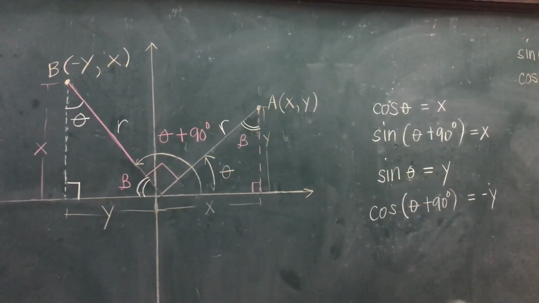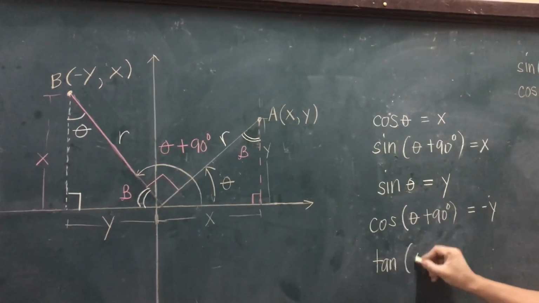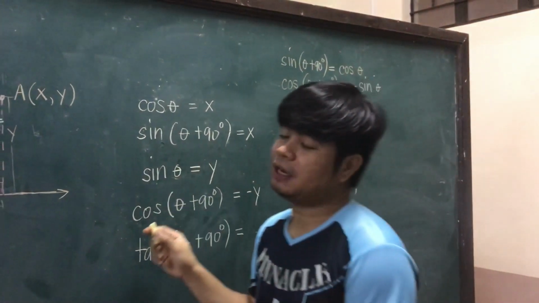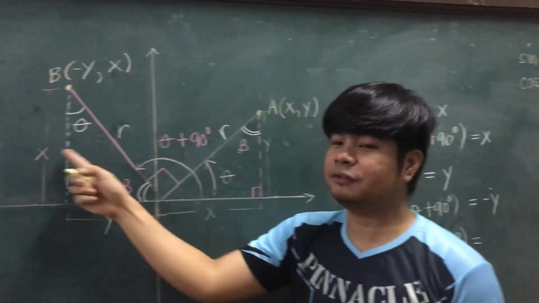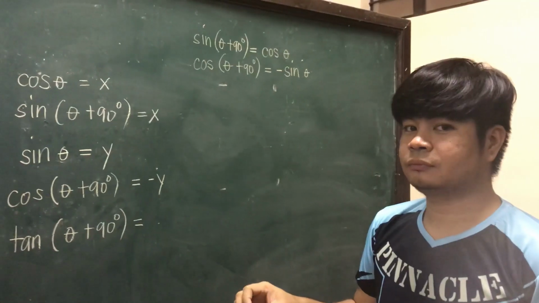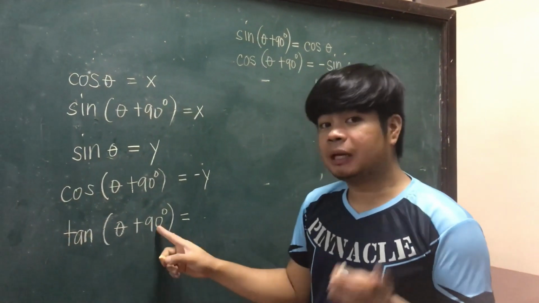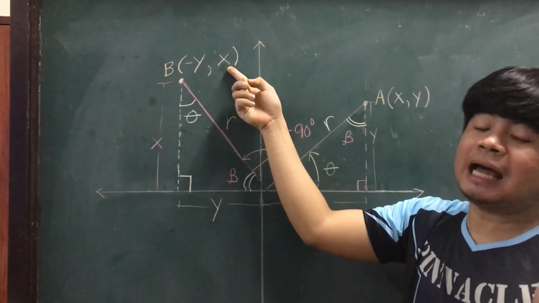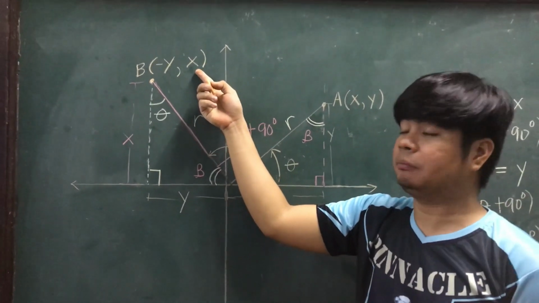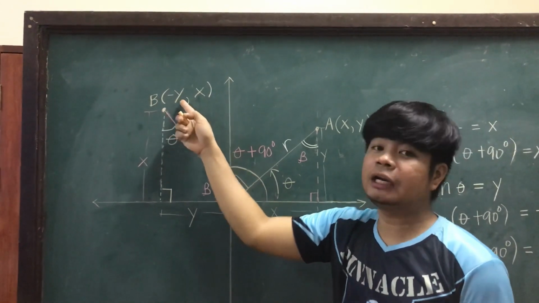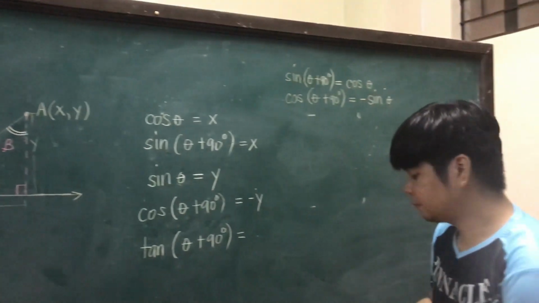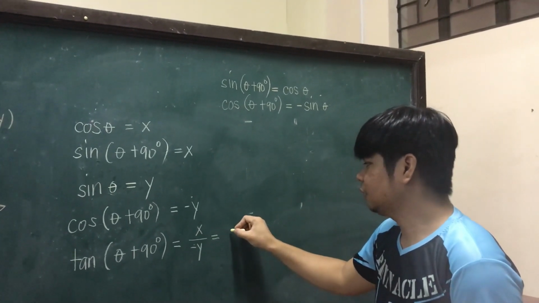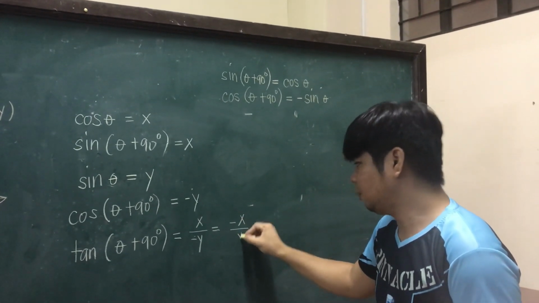Now we observe tangent of theta plus 90 degrees. We know the tangent function is opposite side over adjacent side. Tangent of theta plus 90 degrees in this illustration is equal to sine theta over cosine theta. Remember that? And that is x over negative y, which is equal to negative x over y.